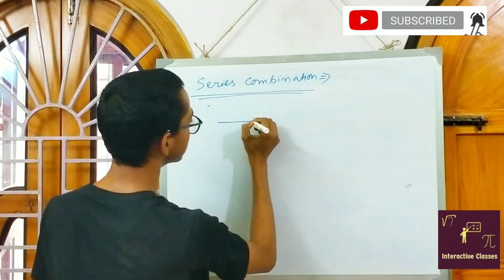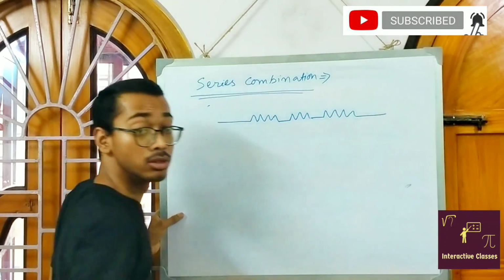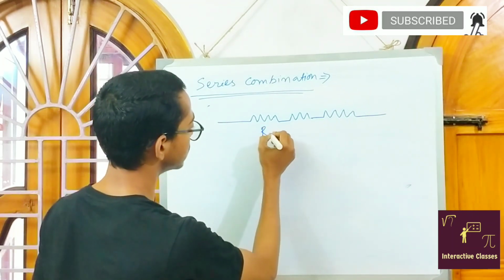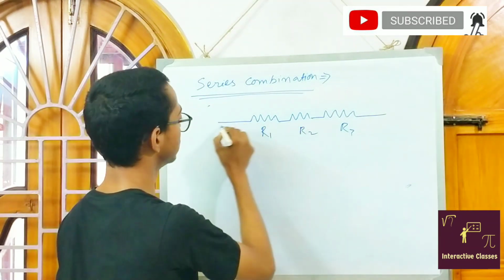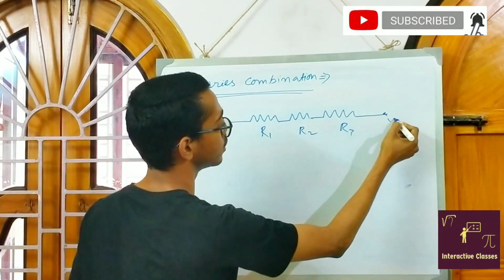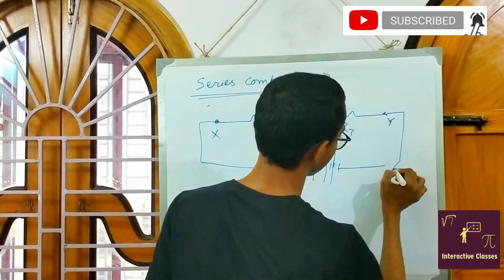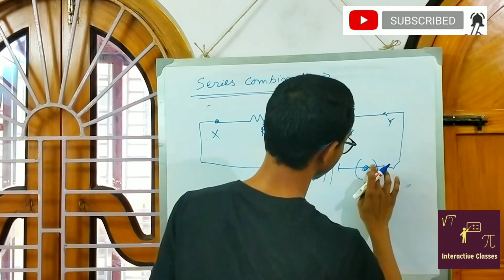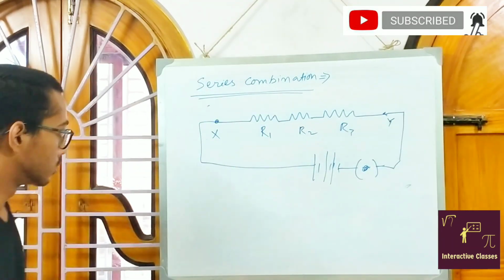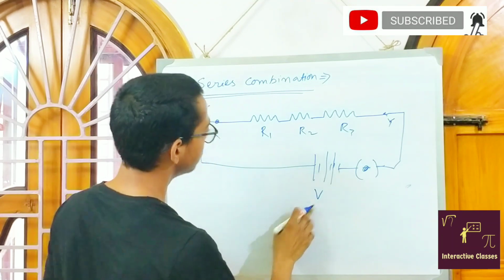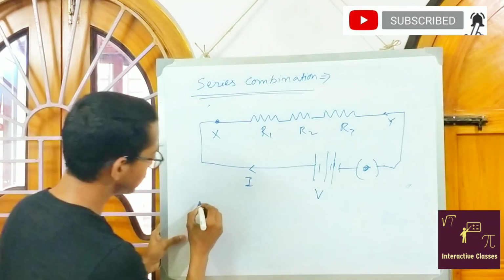In series combination, the resistances are joined end to end, that is R1, R2, R3, with the three resistances joined like this. This is the X terminal, this is the Y terminal, and it is connected to a battery cell. And here is a key. So this is the series combination of the resistances.